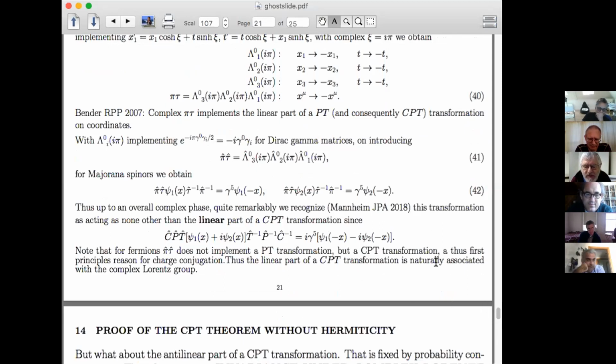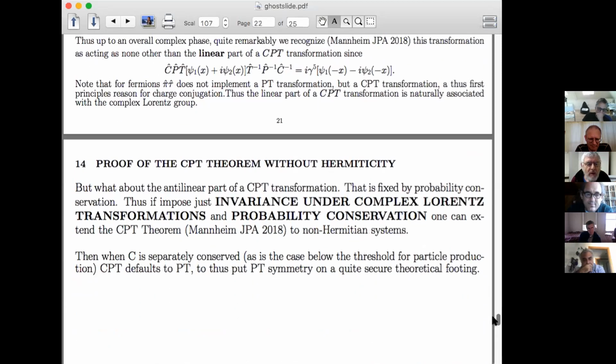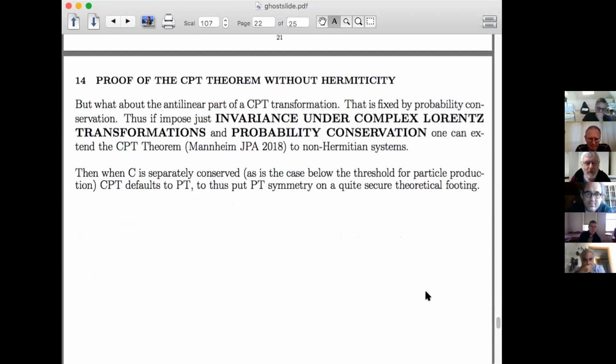So the linear part of the CPT transformation is naturally associated with the complex Lorentz group. But what about the antilinear part? Well, I wrote a paper that the antilinear part is fixed by probability conservation, just as we discussed before. So if you impose invariance under complex Lorentz transformations and probability conservation, you can prove the CPT theorem without needing to invoke Hermiticity. You can extend CPT to non-Hermitian systems. Only two requirements: invariance under complex Lorentz transformations and probability conservation.